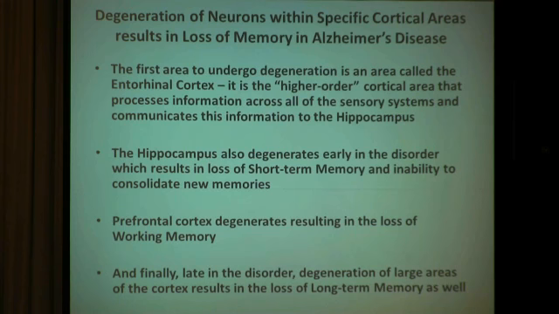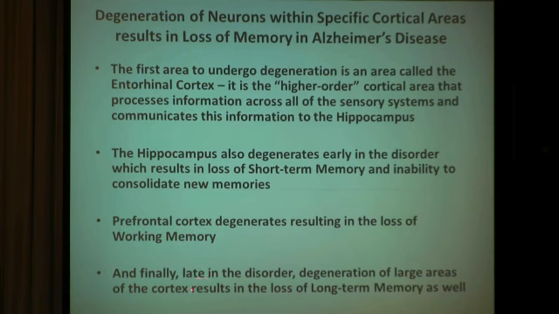Well, if that's not being processed right, then nothing else related to memory can happen. Okay? The hippocampus degenerates early on, and degenerates means the neurons die. I want to emphasize that. And that's why short-term memory is lost. The prefrontal cortex degenerates. That's why working memory is lost.